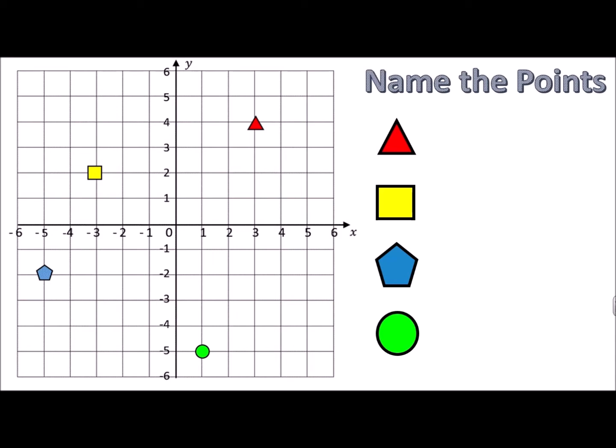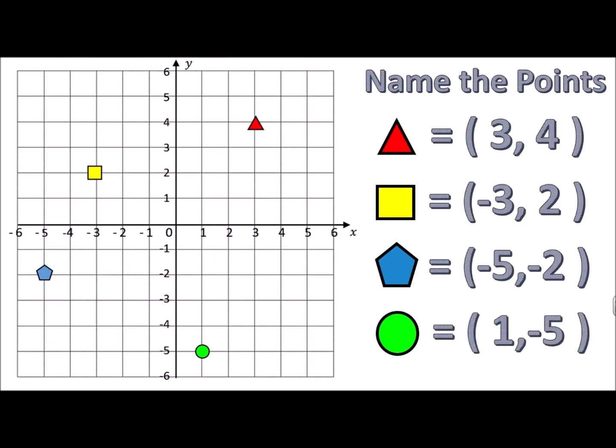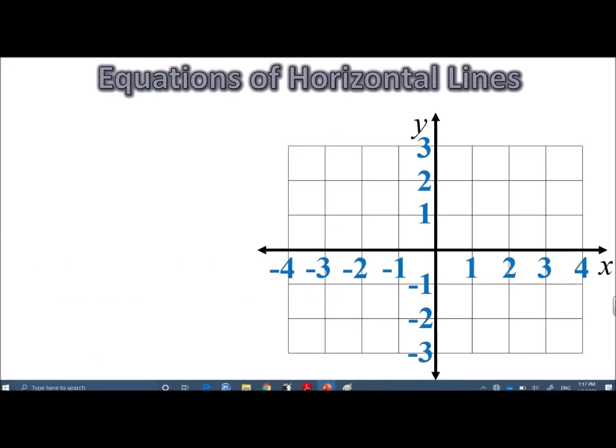Okay, we're back, and the red triangle is in the first quadrant, and the ordered pair for the red triangle is (3, 4). The yellow square is in the second quadrant, and the ordered pair is (-3, 2). The blue pentagon is in the third quadrant, and the ordered pair is (-5, -2). And the green circle is in the fourth quadrant, and its ordered pair is (1, -5).